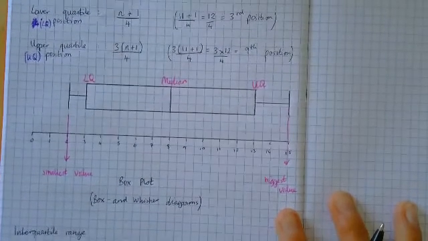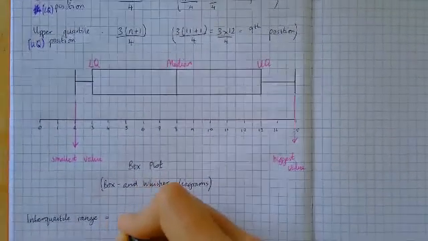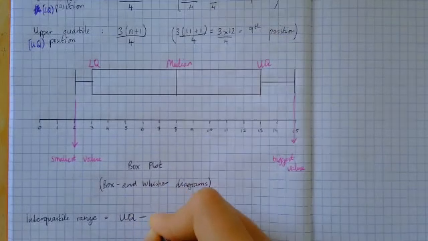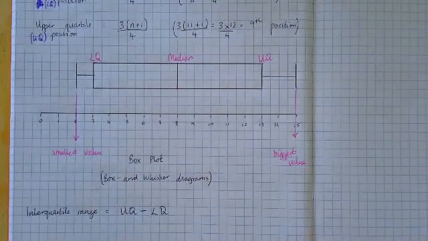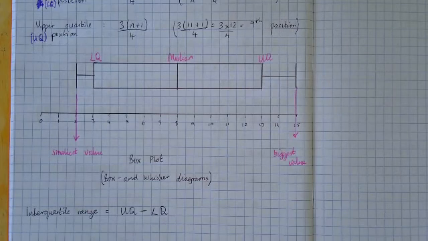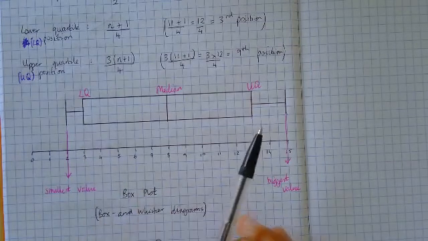So a small interquartile range suggests that the middle of your data is quite compact. A large interquartile range suggests that your data is a bit more spread out. But it's simply defined as the upper quartile take away the lower quartile. So that's the only other thing that you need to know for these box plots. I don't think I need to waffle on much more about those.